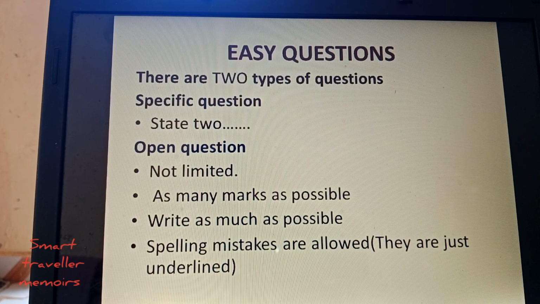Questions with instructions: there are two types of these in biology. There is one which is a specific instruction, where you are told to state 2, or 2 or 3. And there is another one which is an open question, where you are not limited. Score as many marks as possible. Write as much as possible. Spelling mistakes are allowed. They are just underlined.